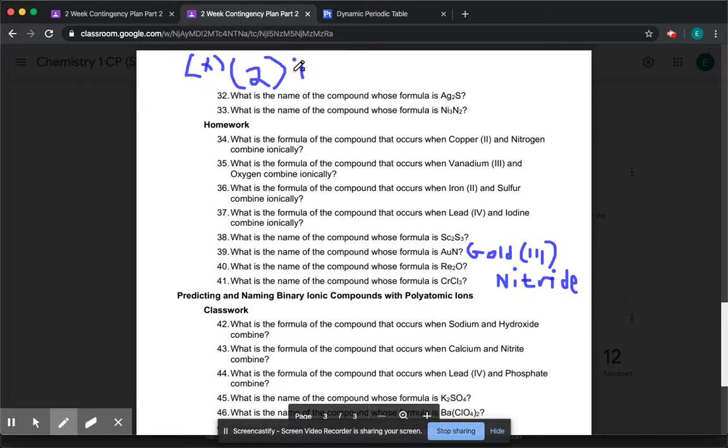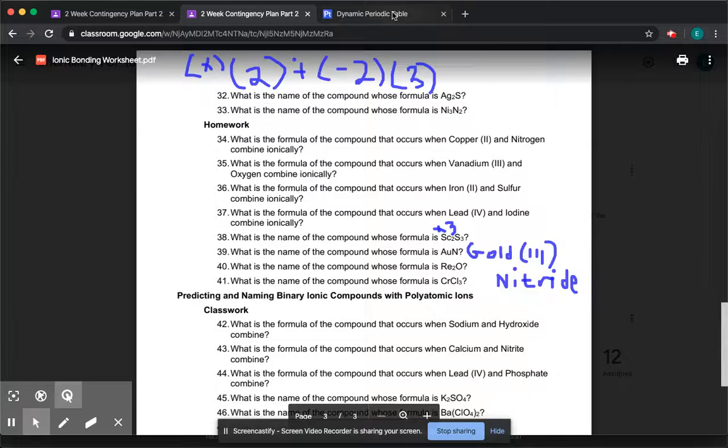Plus, you know the charge on sulfur. The charge on the sulfur is -2. And you have 3 of them. So this comes out to be -6. What does X have to be to cancel it? X has to be 3. So we know that the charge on the Sc is +3. And now that we know it's +3, we can write out the full name.